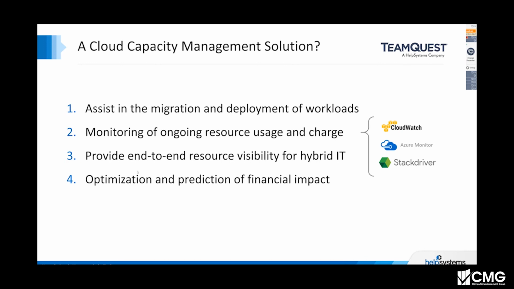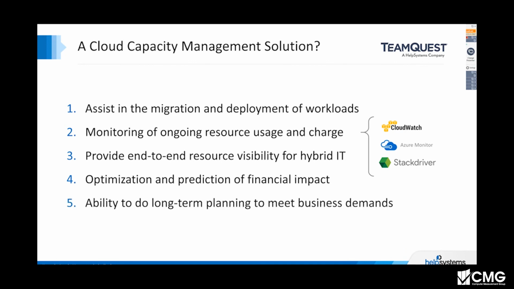You need to optimize and predict the financial impact. As we said before, you don't really have to care so much about your infrastructure anymore. Infrastructure is infinite in the cloud, but you need to predict the financial impact and make sure that you run your workloads as efficiently and as lean as possible. And then, the last point, you need an ability to do long-term planning and meet business demands. That's the whole point of doing capacity management. It's easy to forget about this.